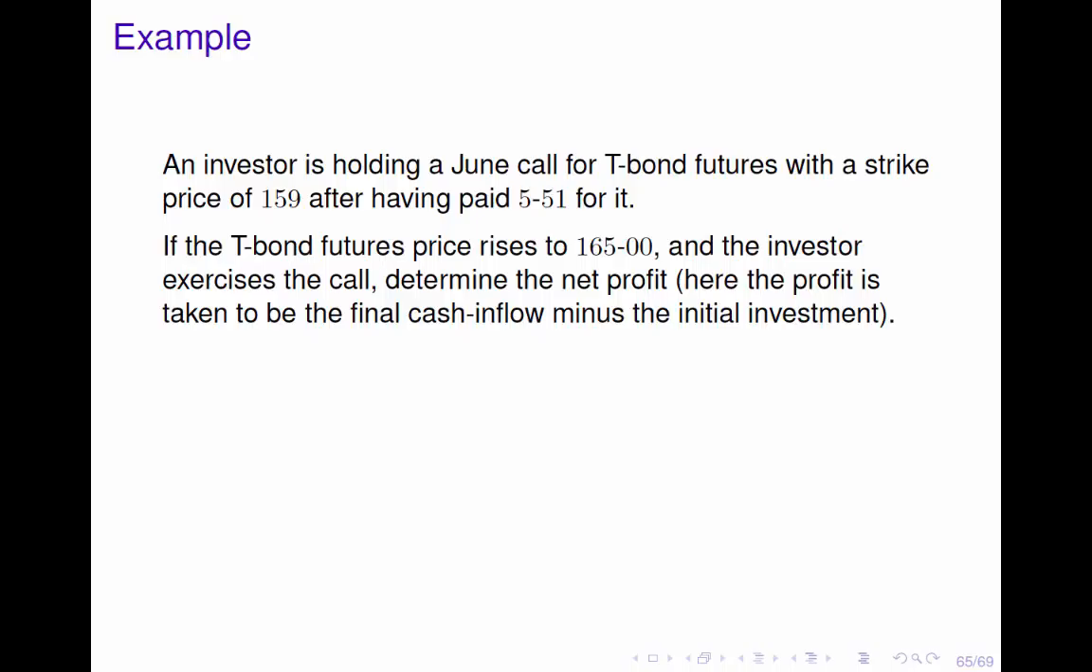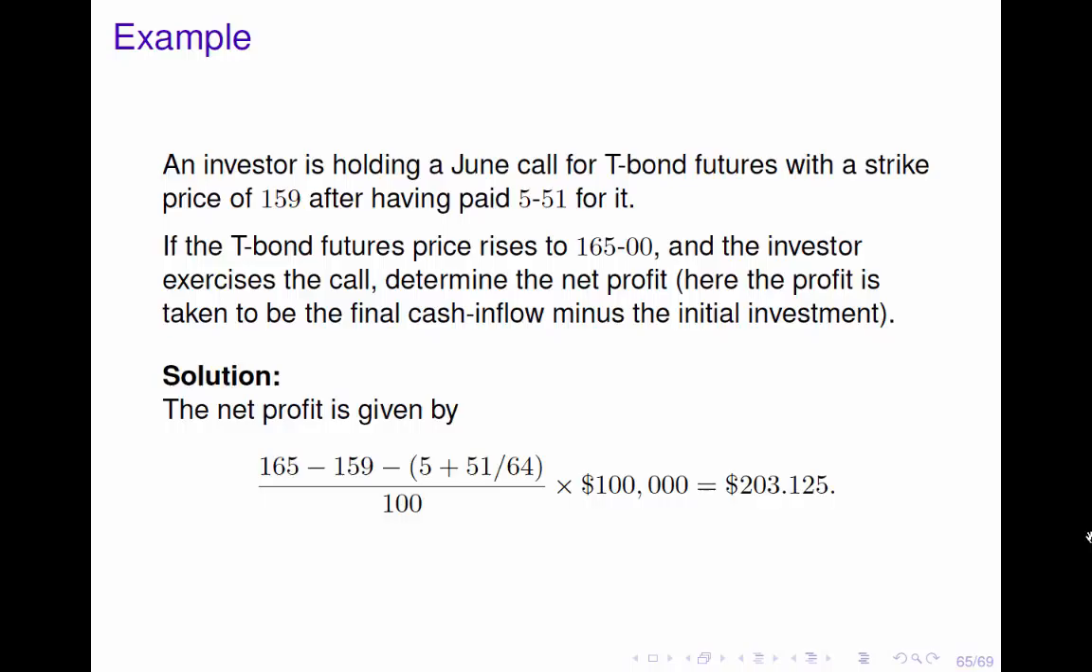Here, the profit is taken to be the final cash inflow minus the initial investment. Since the final T-bond futures price is 165 and the call strike price is 159, there is a gain of 6 points. Subtracting the initial investment of 5 and 51/64 points, the investor has a net gain of 0.203125 points, which is equivalent to $203.125.